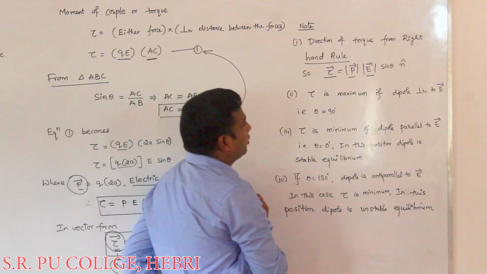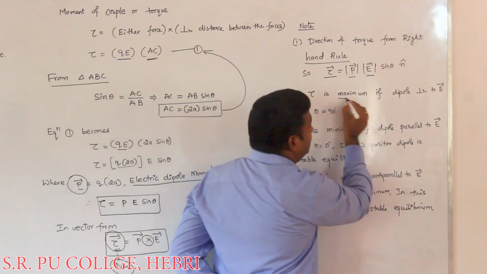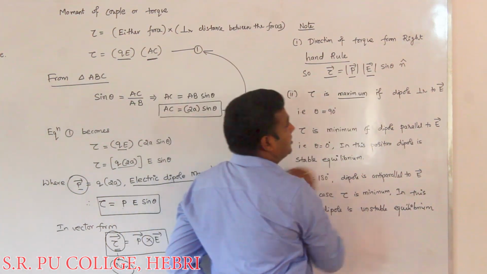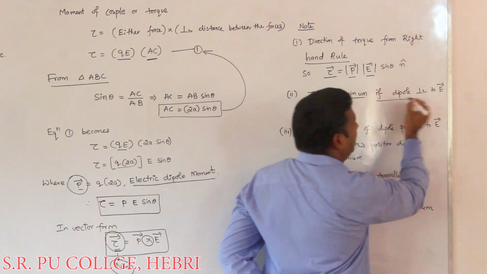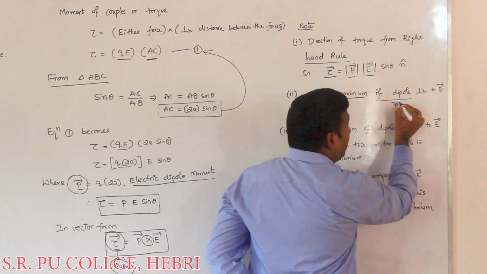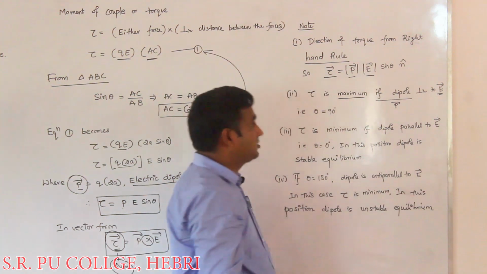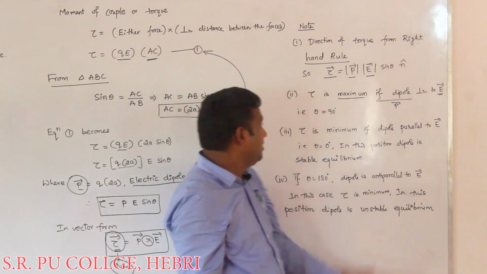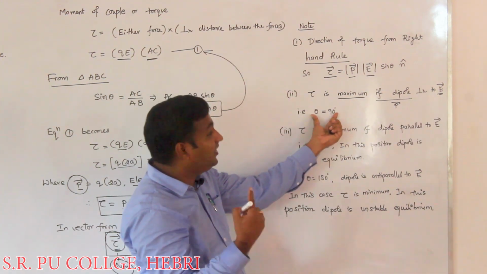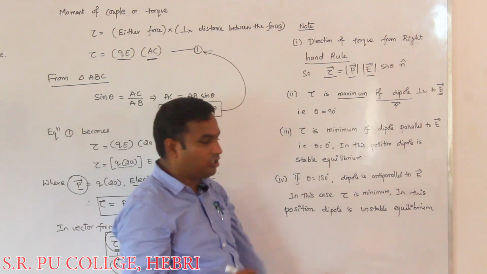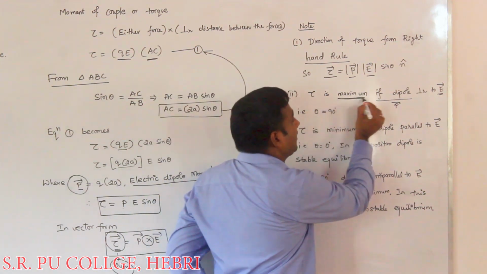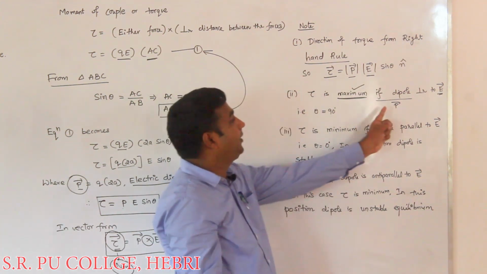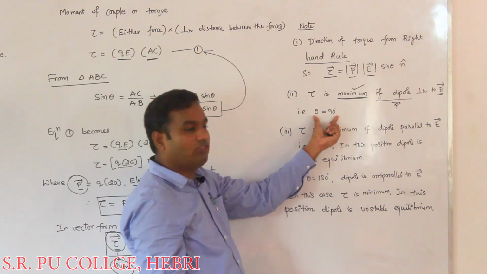The second important note is that torque has a maximum as well as a minimum value. Torque is maximum if the electric dipole P vector is perpendicular to the E vector. That means the angle between P and E is theta equal to 90 degree. In such a case, torque becomes maximum. The maximum value of torque is possible if the angle between P and E vector is 90 degree.